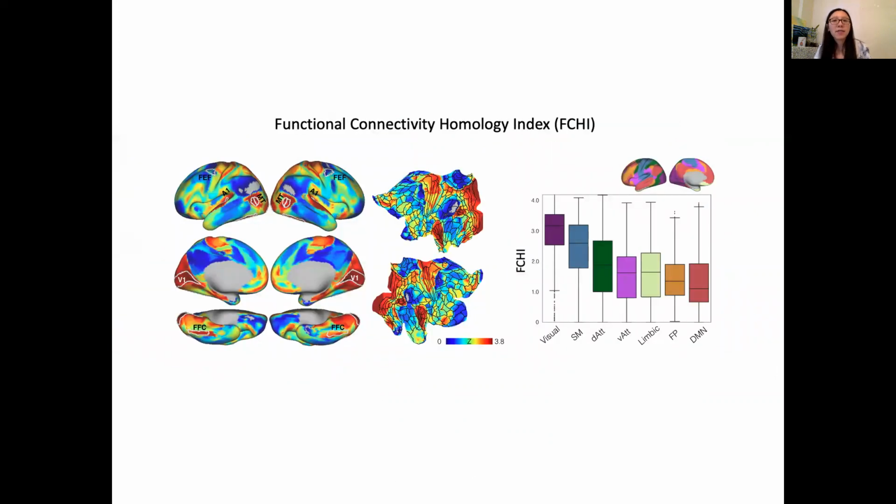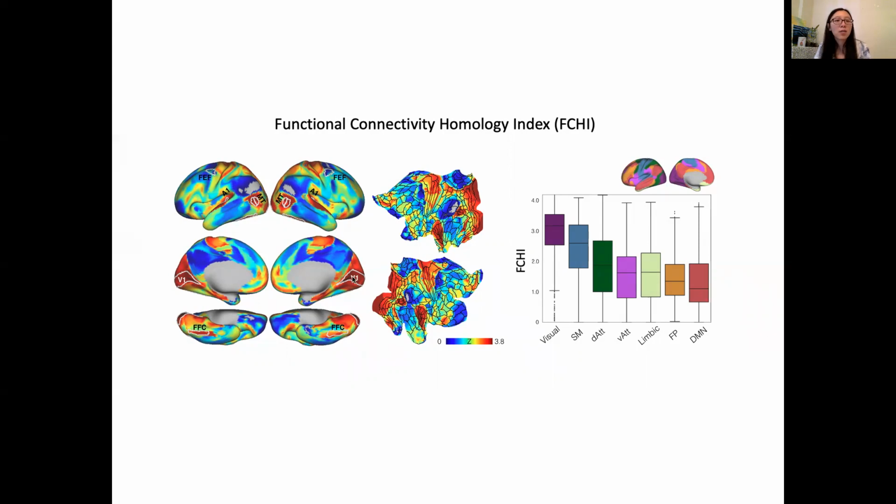We can then measure the local maximum cross-species similarity based on the gradients. We just name it the Functional Connectivity Homology Index. This index represents the likelihood that brain function gradients in one species can be represented in another species. As you can see here, this index shows very high cross-species similarity in the primary areas.